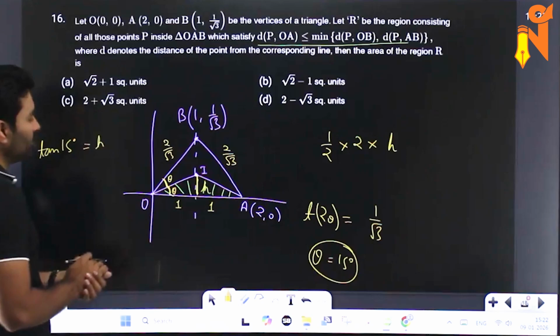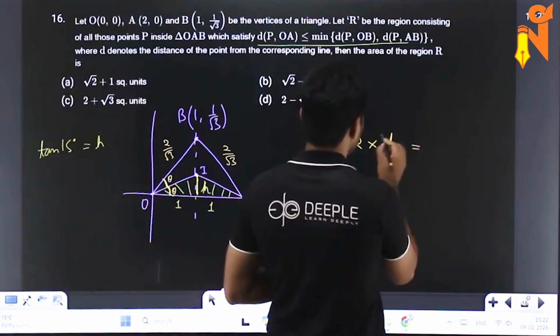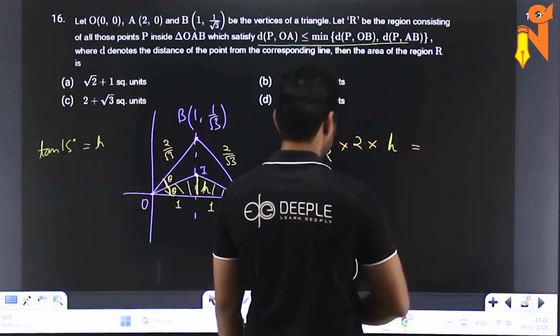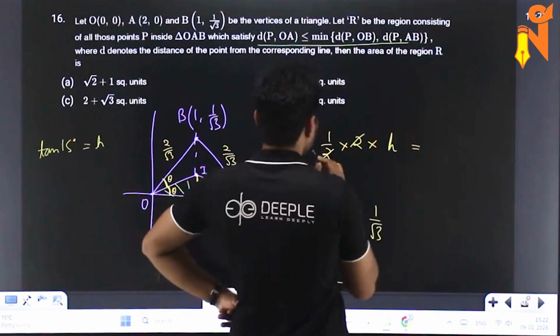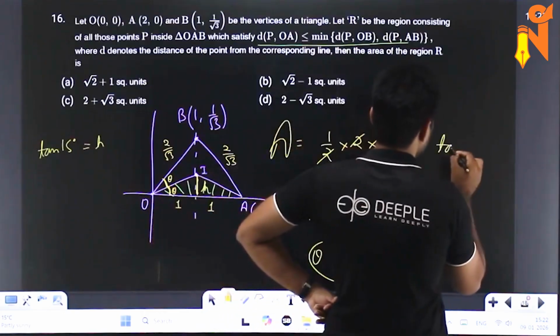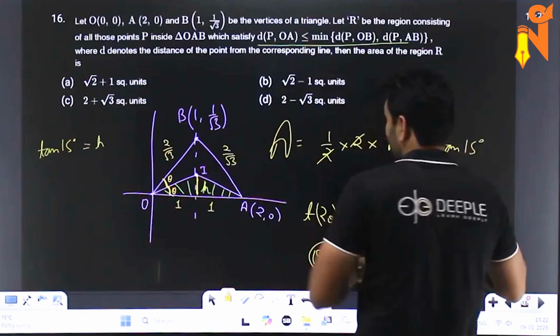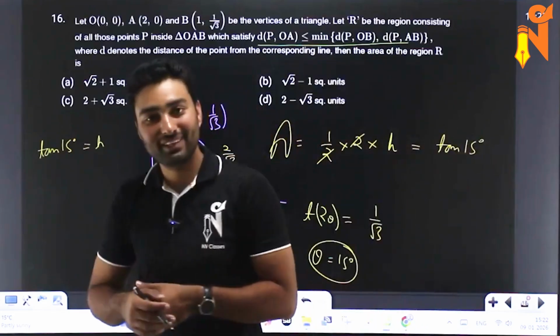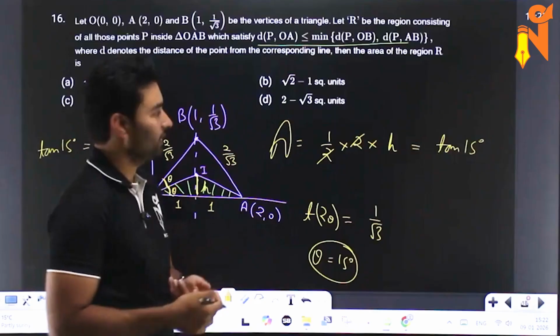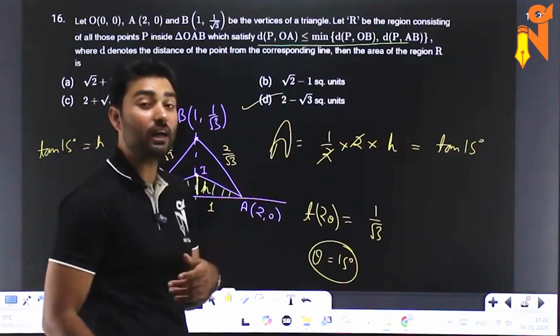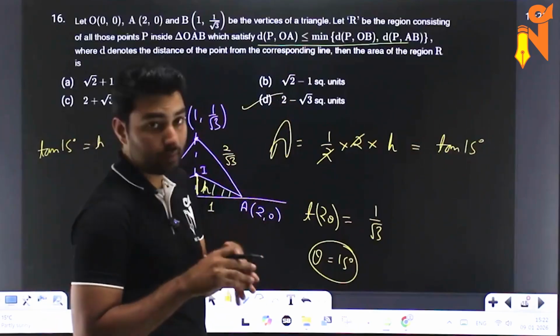So h is equal to, wait, this will get cancelled, 2. So the area will be equal to h, meaning tan 15 degree, and this is the answer. Now you don't know the value. Okay, you can find it easily. But if you remember, very good, this is the answer. But how to find the value if you can't remember?